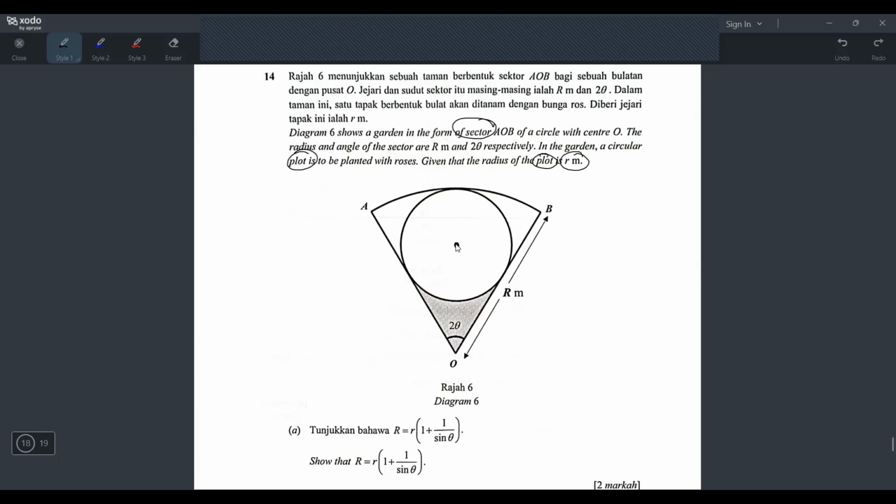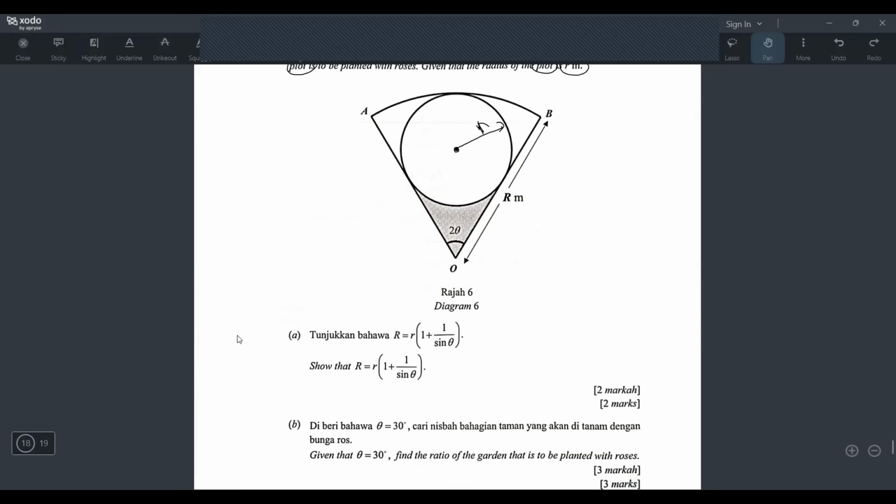So what I will do is I'll draw one line to here and write R, right? So this is the R. Okay, part A says what? Show that the big R, which is the radius of the big sector, is equal to r plus 1 over sin theta.